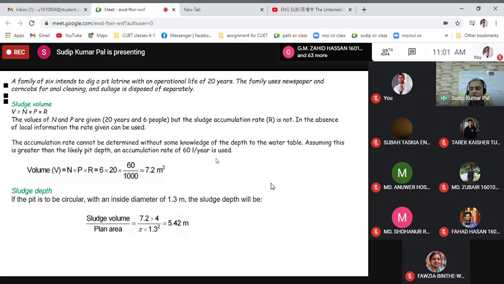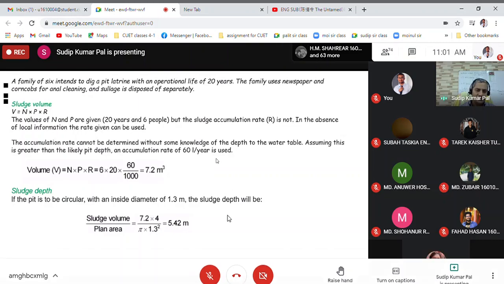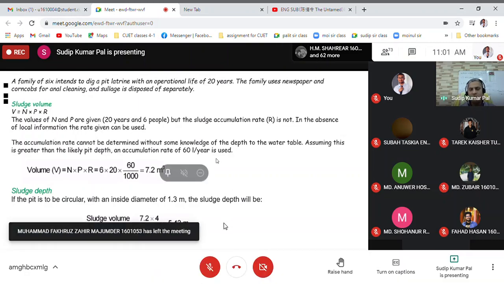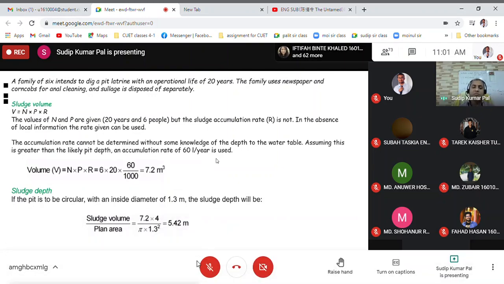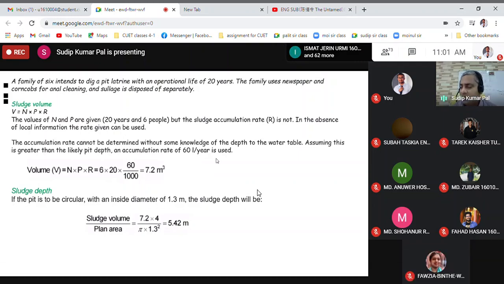Again, you may ask the question, why 60 liters? Why not 90 liters? There is no judgment of such, but you have to start anyway. Then you can see what the depth is, and if necessary you have to revise the calculation. Sometimes in the exam, revision of the calculation is not recommended. What you can do is discuss your result. That will be fine.